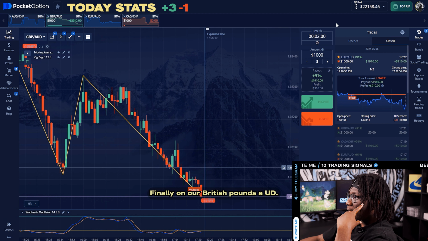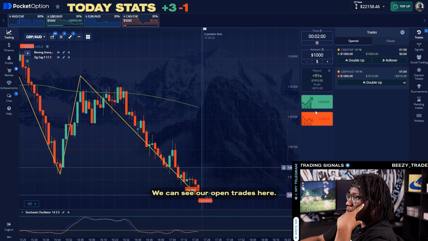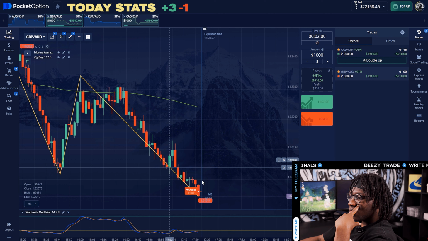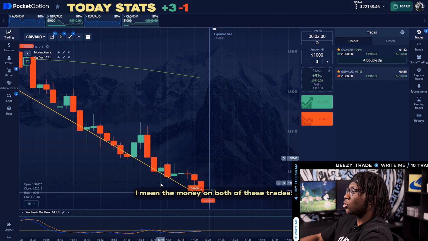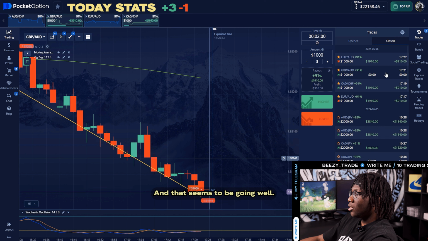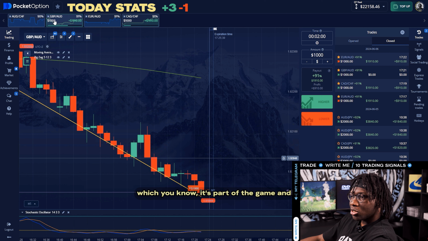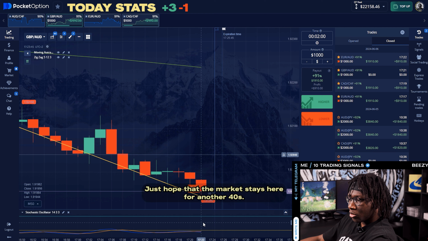Finally, on our British pounds AUD, looks like we are in the money. We can see our open trades here. We're in the money on both of these trades, and that seems to be going well. So we had one loss, which is part of the game. And right here, we're pretty close. Just hope that the market stays here for another 40 seconds.